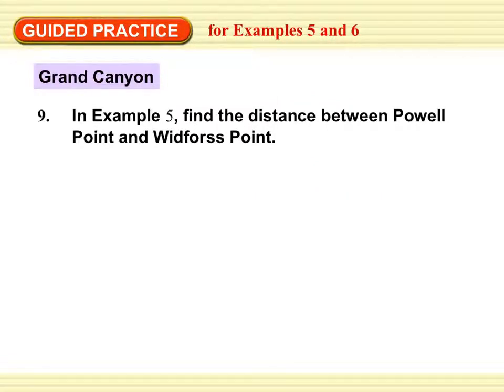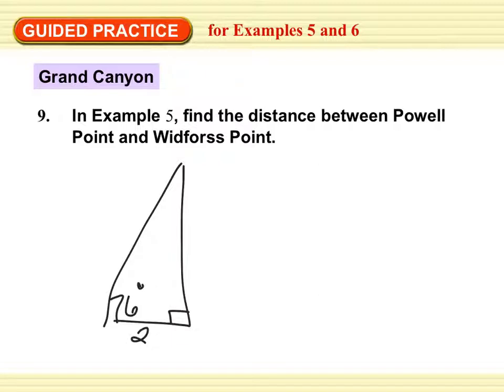Okay, a little practice. In example 5, find the distance between Powell Point and Woodford Point. Okay, if you go back and look, that's terrible. Right angle, what was it, 76 degrees? Yep. 76 degrees, 2 miles. We said this was 13 degrees? 14 degrees, because I can add. Yep. We measured this unknown side as 8 feet, or 8 miles. And this was 2 miles. It wants to know this distance.